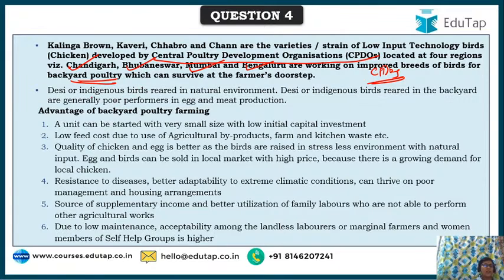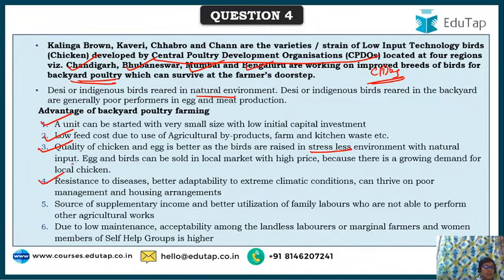And these are generally desi or indigenous birds, which are generally reared in a natural environment. And what are the various advantages of backyard poultry farming? One, very small size, the farmer can start with very little initial capital investment. Low feed cost, because whatever farm waste or kitchen waste is there can be fed to the chicken. Quality of chicken is better as they are raised in a stress-free environment. And they can be sold in the local market, avoiding marketing or transportation charges.